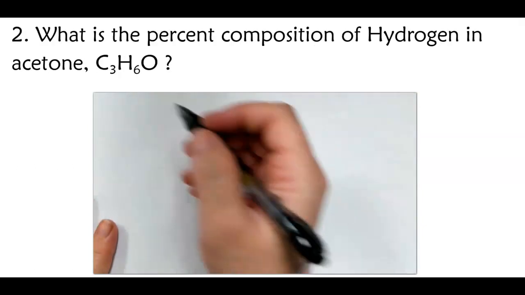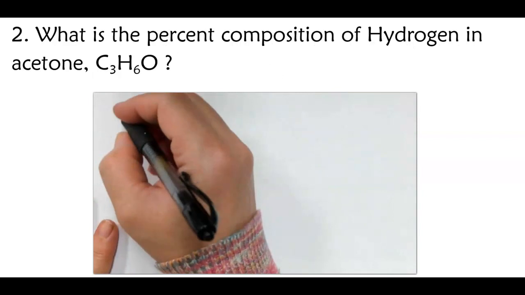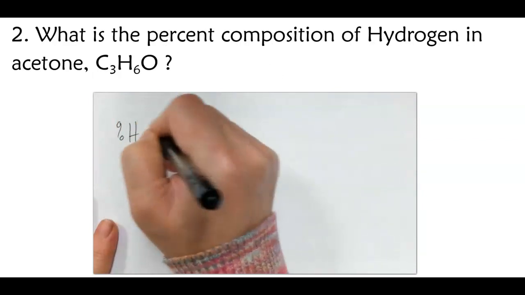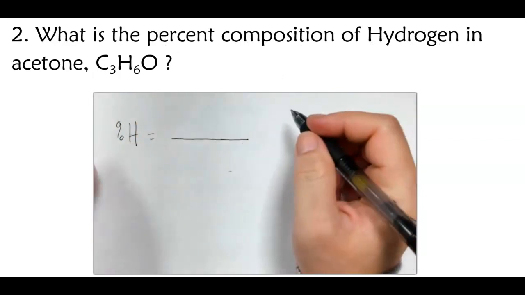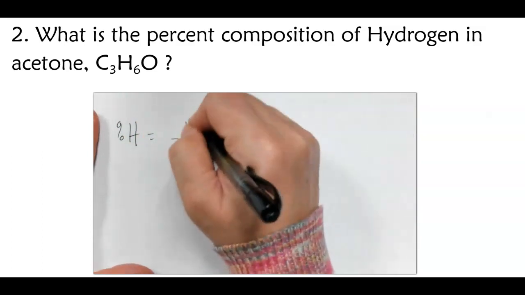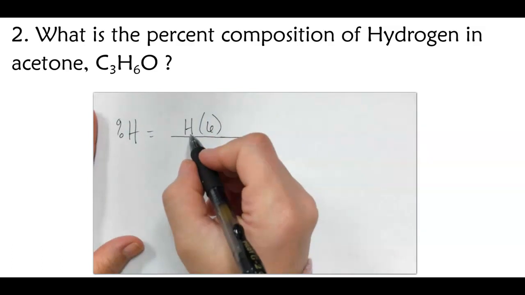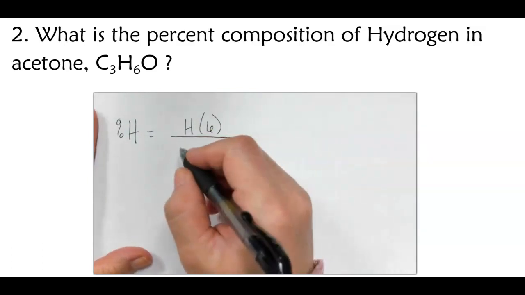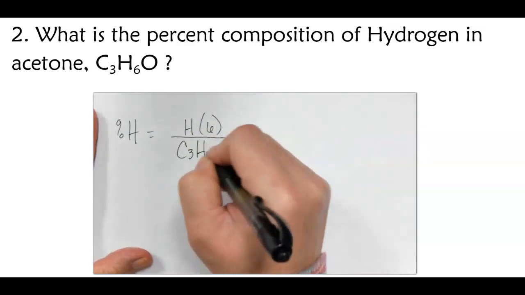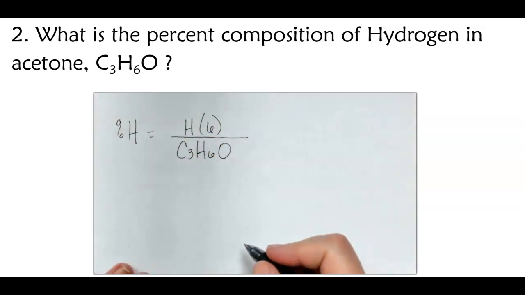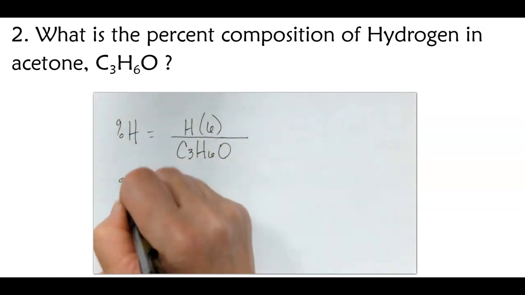What is the percent of hydrogen in acetone? So to get the percentage of hydrogen, I want to know how many total hydrogens there are. And you'll notice hydrogen has a subscript of 6. And so I'm going to take the mass of hydrogen times 6 divided by the mass of the entire compound.